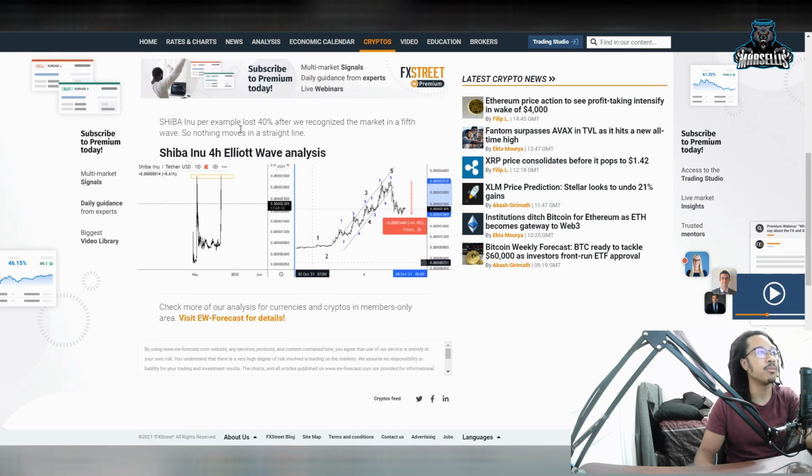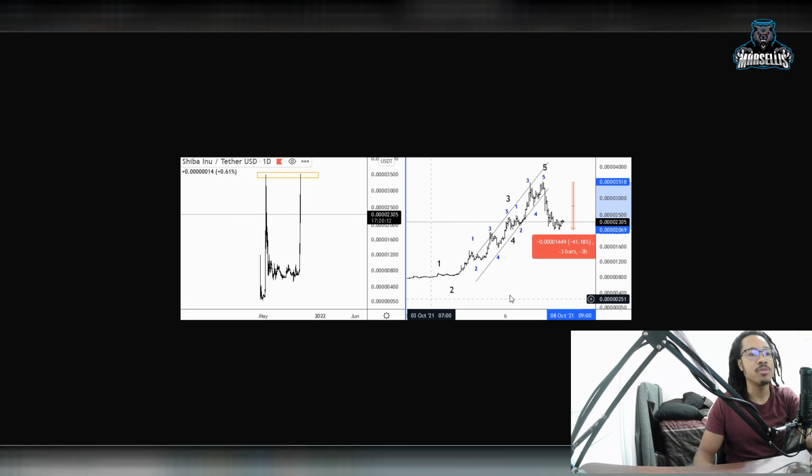So Shiba Inu, for example, lost 40%, as they're saying here. And yeah, Shiba Inu definitely lost a lot. But the reason why Shiba Inu lost is not because of the SEC and all that other stuff. It lost because the whales are manipulating. Let's be honest, they kind of pumped it and then they started to dump it a little bit.